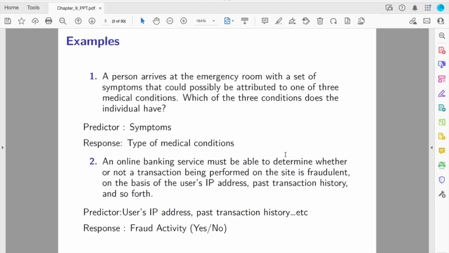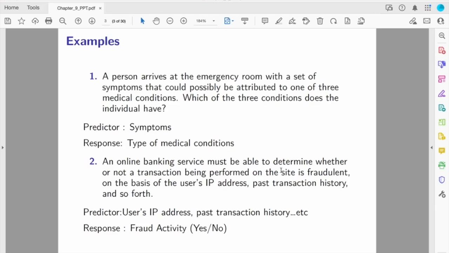We're going to look at the probability that a specific observation belongs to each category. Example: if a person arrives at the emergency room with a set of symptoms that could possibly be attributed to one of three medical conditions, which of the three conditions does the individual have? The predictor in this case is all of the symptoms. What is the response variable? We're going to classify this person into one out of the three conditions that this person may have.